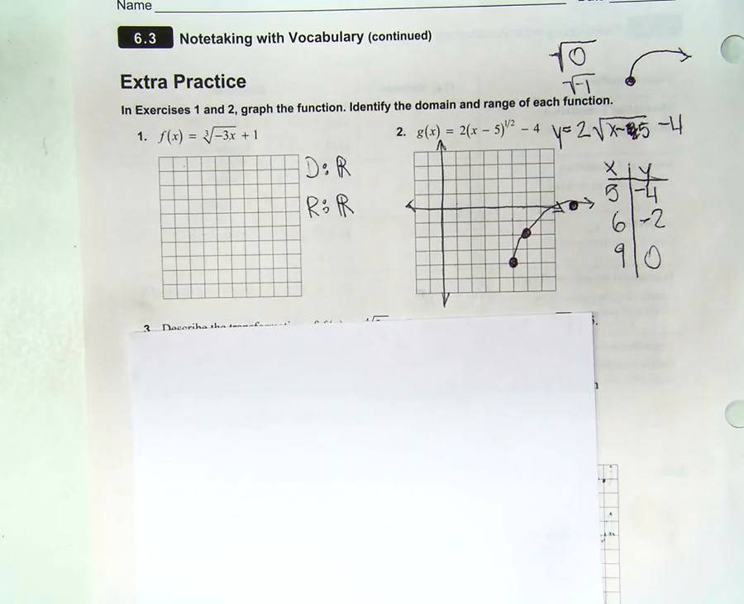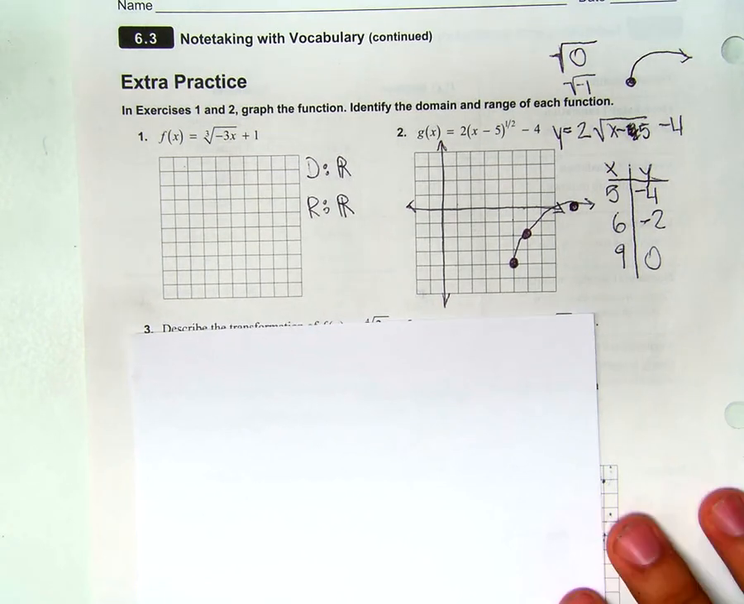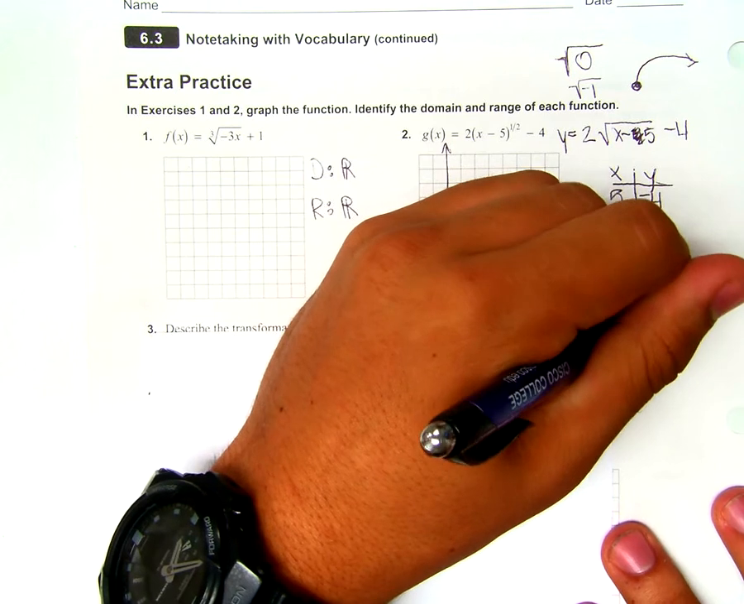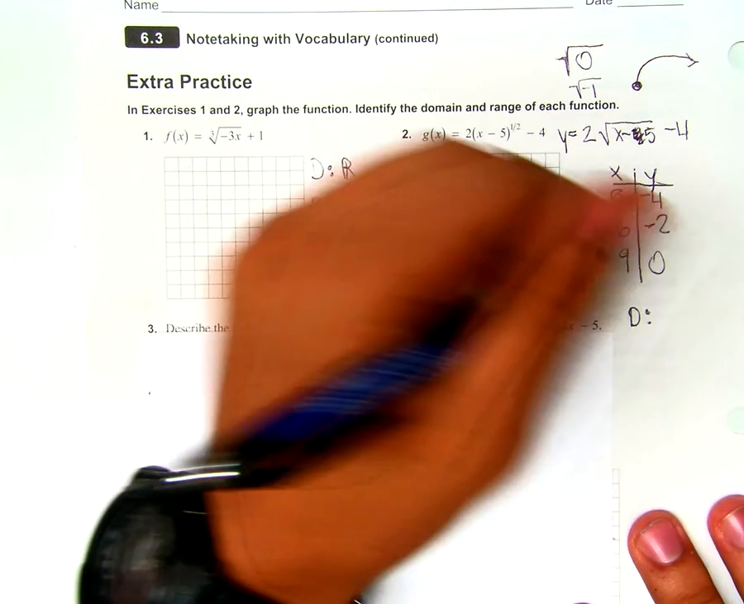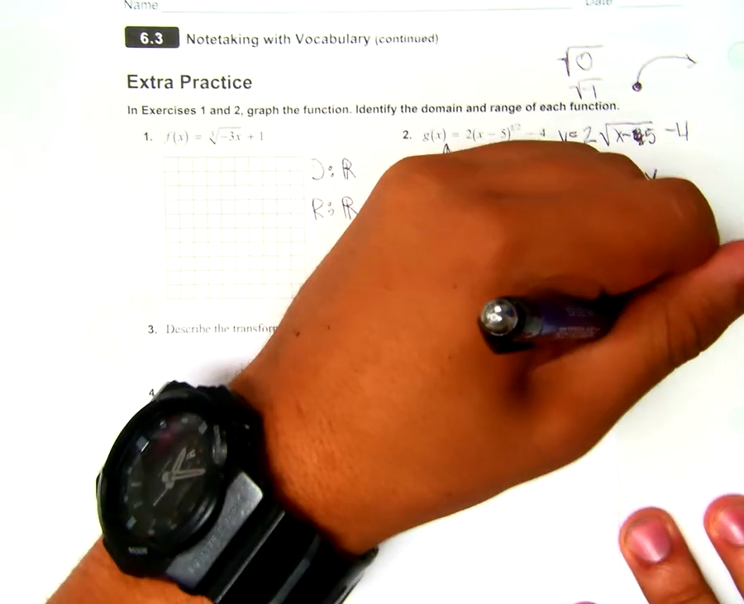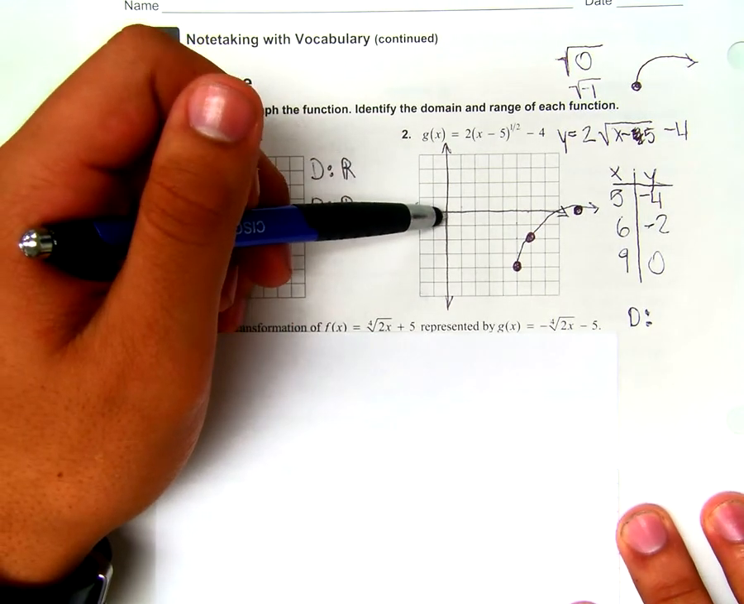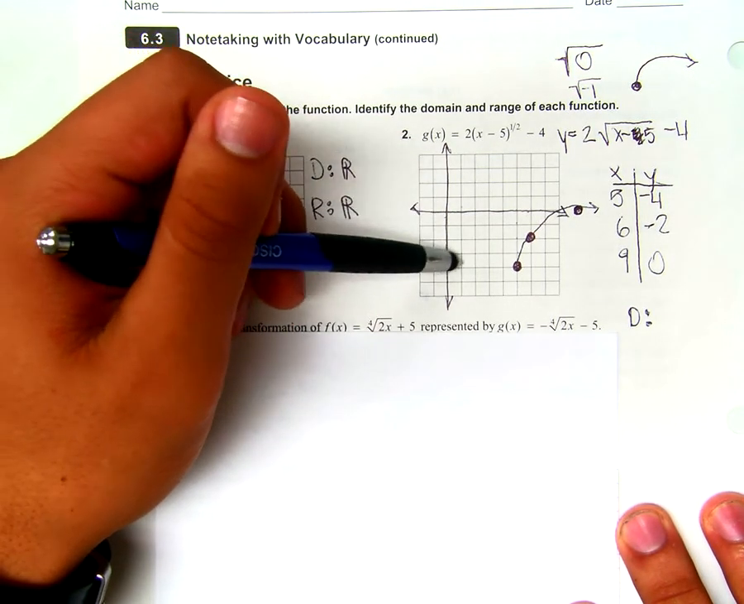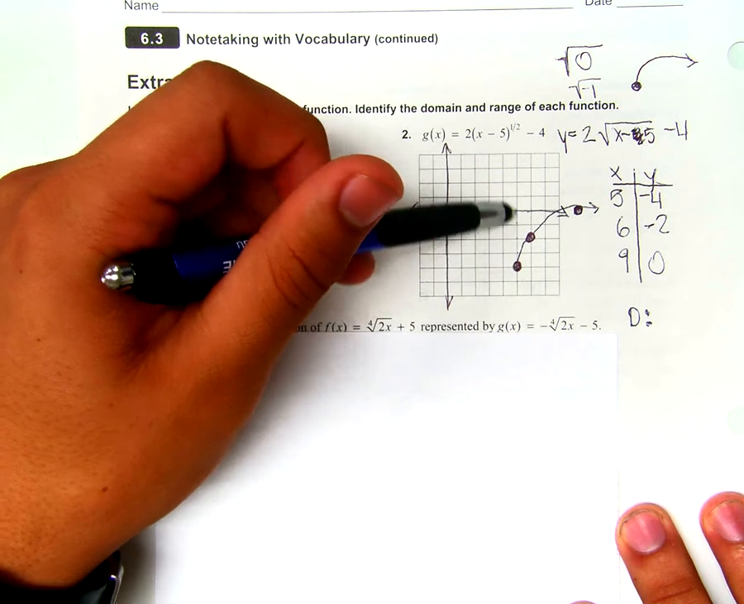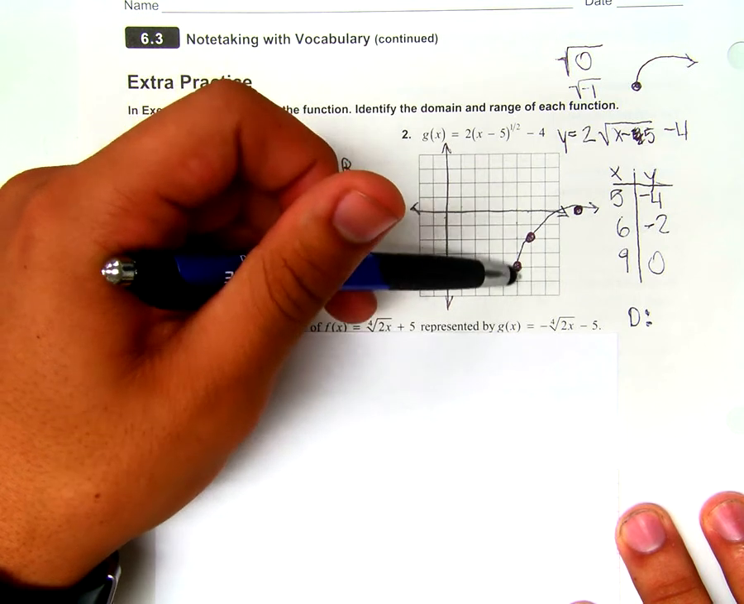So now that we have a visual representation, we can find the domain and range. Okay? So the domain, we're going to look at the x values. Alright, and we said we want to focus on the starting point. So where do the x values start? Well, 1, 2, 3, 4, 5. They start when x equals 5.